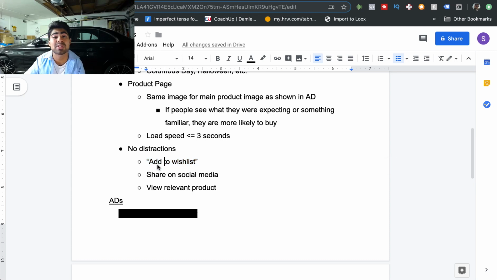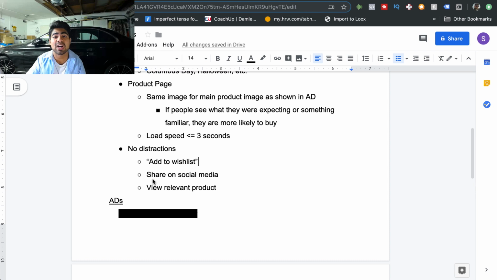You don't want them to see the add to wish list button, click on it, be taken to another page, and then get distracted and not buy from you. And that's exactly what happens when you have this specific button, unless of course you're a popular website with a good returning rate. The second thing you want to remove from your website is having the share on social media buttons.